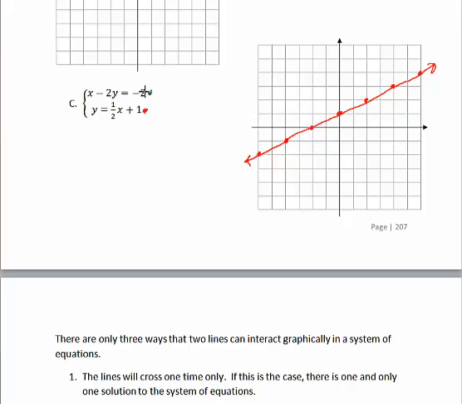Okay, I'll plot this first one in green, but before we do that, we need to do a little bit of work on it and get the y by itself so that we can read the slope and the y-intercept. If we subtract x from both sides, that'll move the x away from the y. We cannot combine a 2 and an x, so we simply write out minus x minus 2.